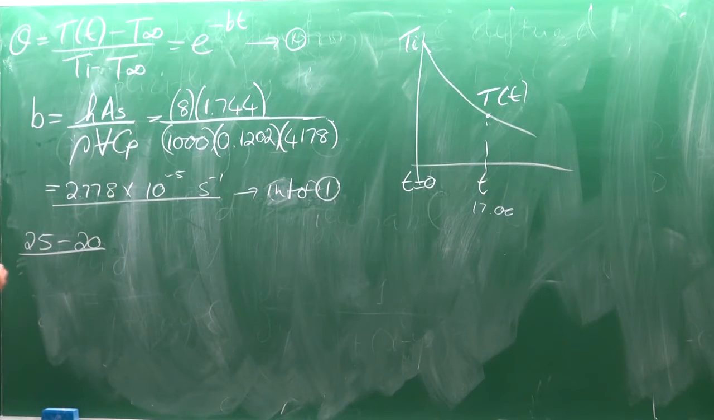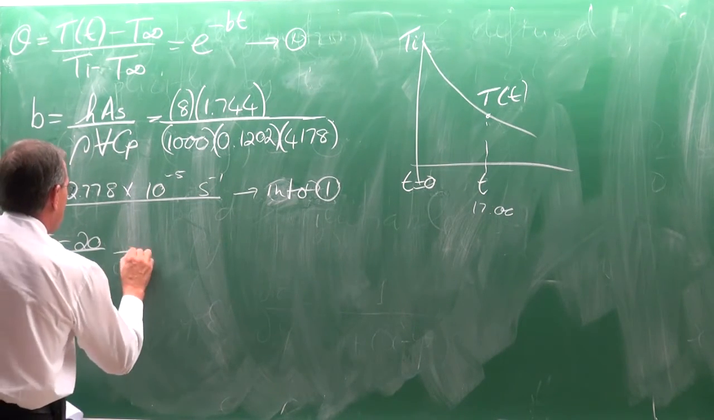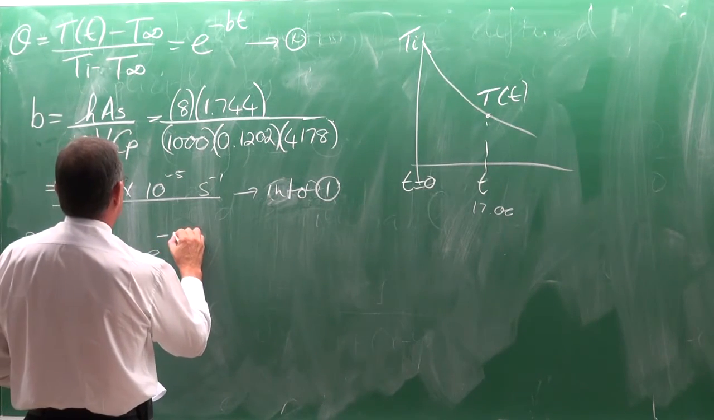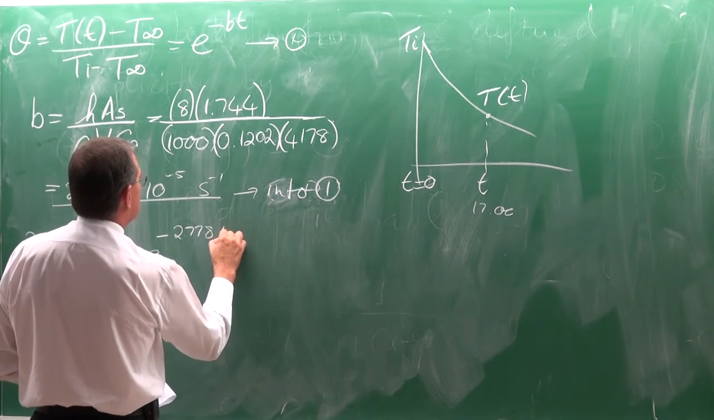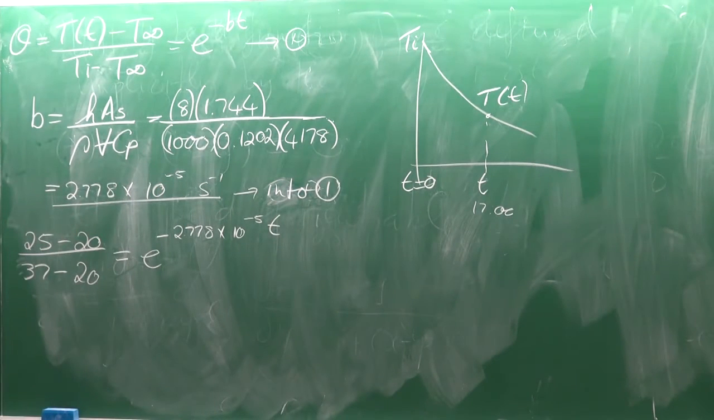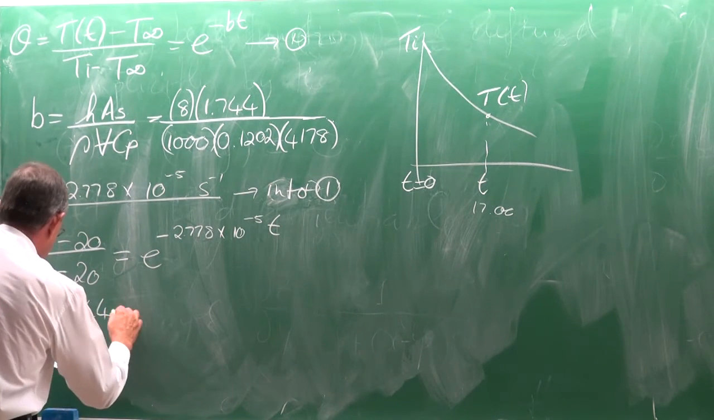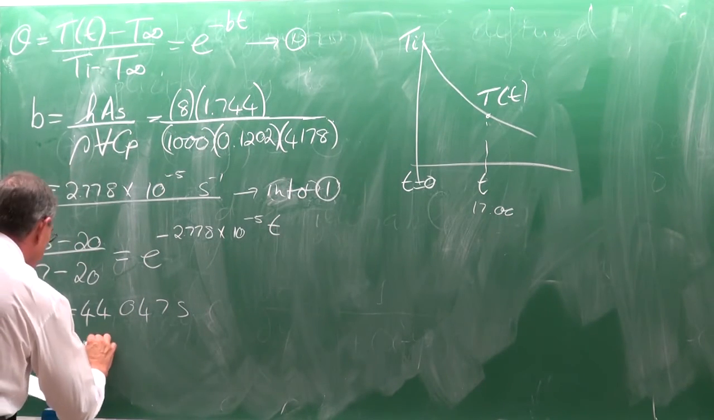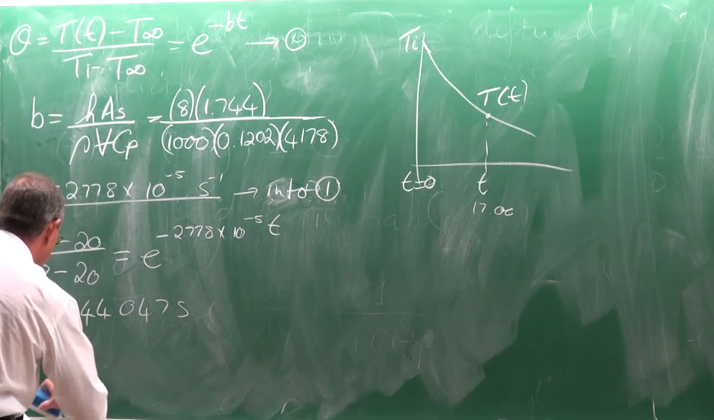When t is equal to 0, the temperature was 37, minus the environment temperature, which is 20. And that is equal to e to the minus 2.778 times 10 to the minus 5 multiplied by t. Therefore, we can solve the time t as 44,047 seconds, which means it is approximately 12.24 hours ago.